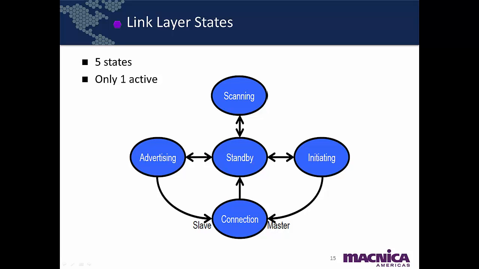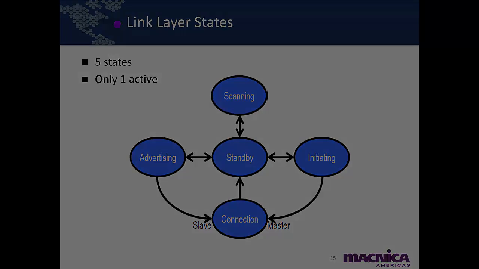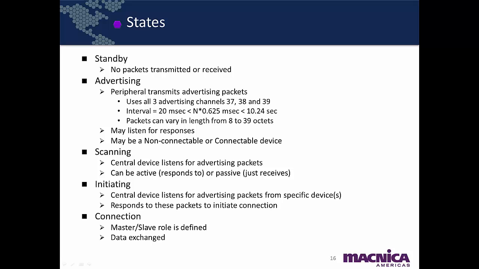The link layer can be thought of as a one-hot state machine. Let's take a look at what is going on in each of these states. As would be expected, nothing is really going on in the standby state. No packets are being moved about.